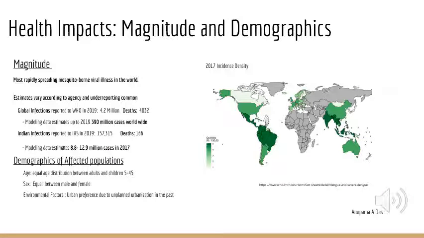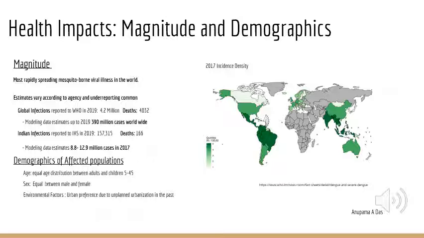Dengue is the most rapidly spreading mosquito-borne viral illness in the world. Estimates of disease burden vary significantly according to the agency from which the data is retrieved, and is complicated by the fact that there is significant underreporting of this illness. Global infections reported to the WHO in 2019 showed that there were 4.2 million cases and 4,032 deaths. Modeling data done at the same time suggests that the cases were actually closer to the magnitude of 390 million.